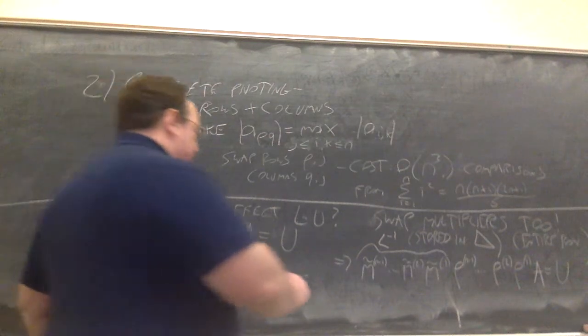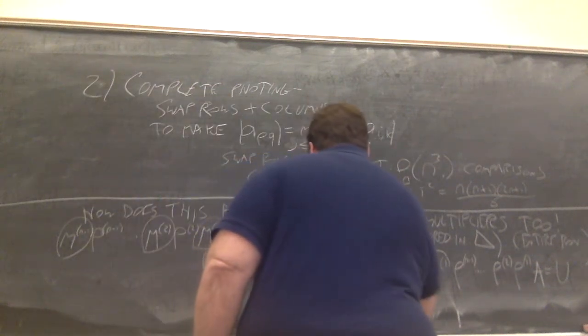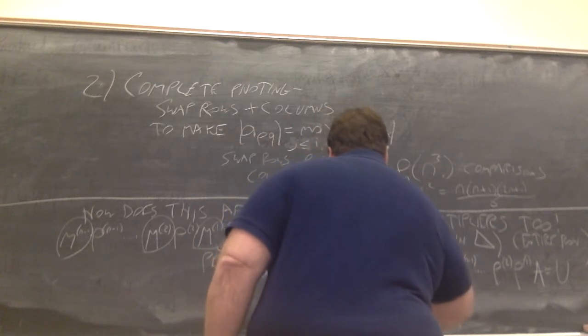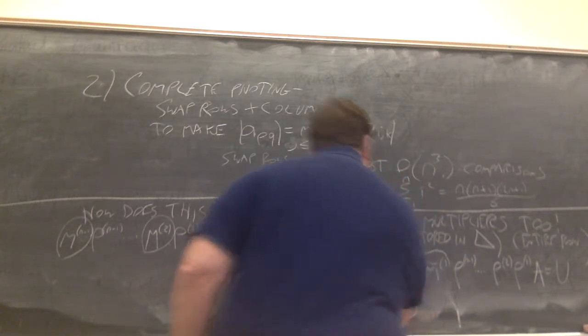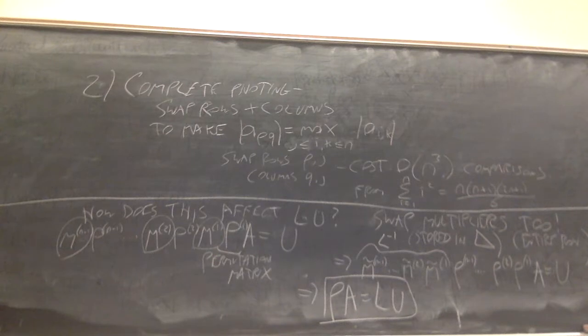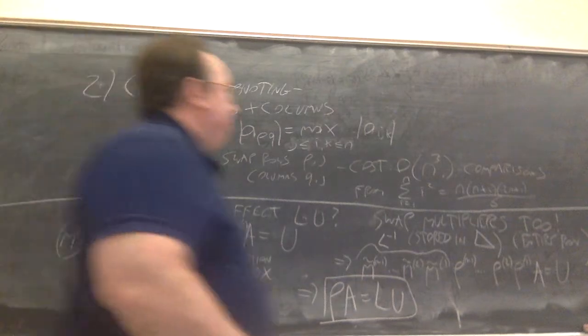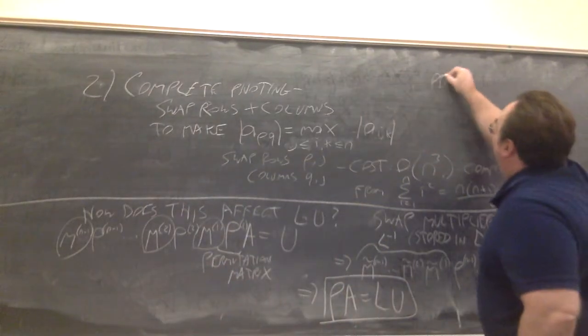So the new factorization is PA equals LU. So A may not have a, it might not have an LU decomposition, but PA does. Now, permutation matrix.